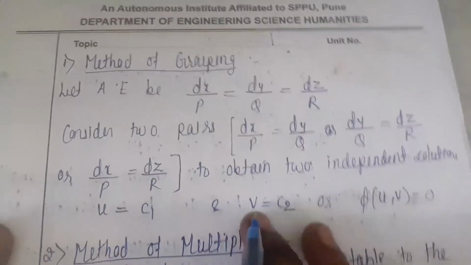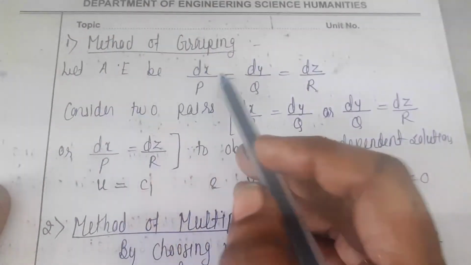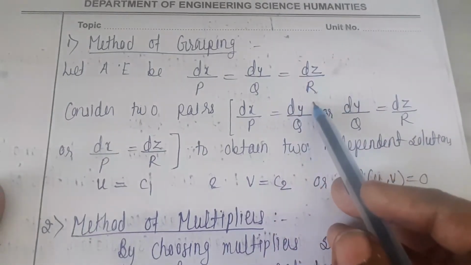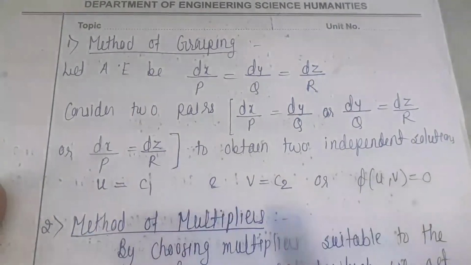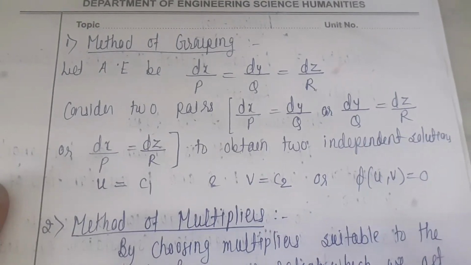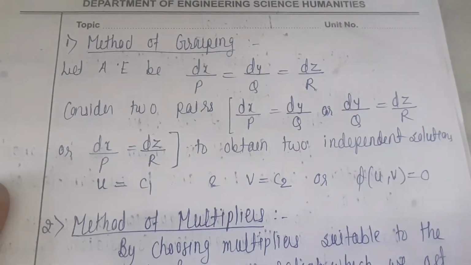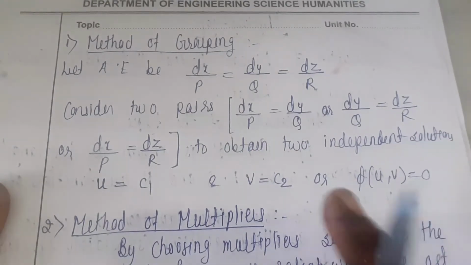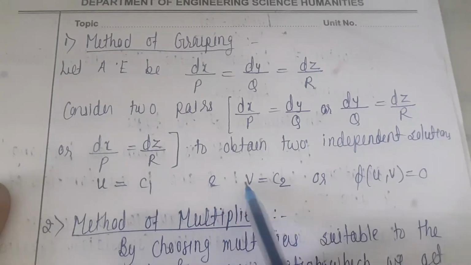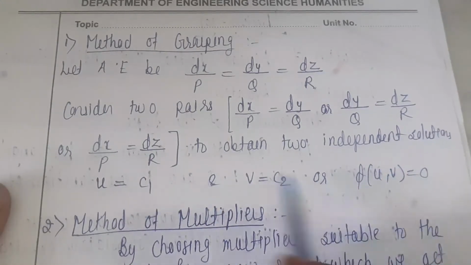See, in the method of grouping, we write the auxiliary equation as dx by P is equal to dy by Q is equal to dz by R, and consider any two pairs. Grouping means we have to consider the first two ratios or last two ratios or first and third ratio, and by this we are going to find two solutions, that is u is equal to c1 or a, v is equal to c2 or b. You can denote the constants here as a and b also.